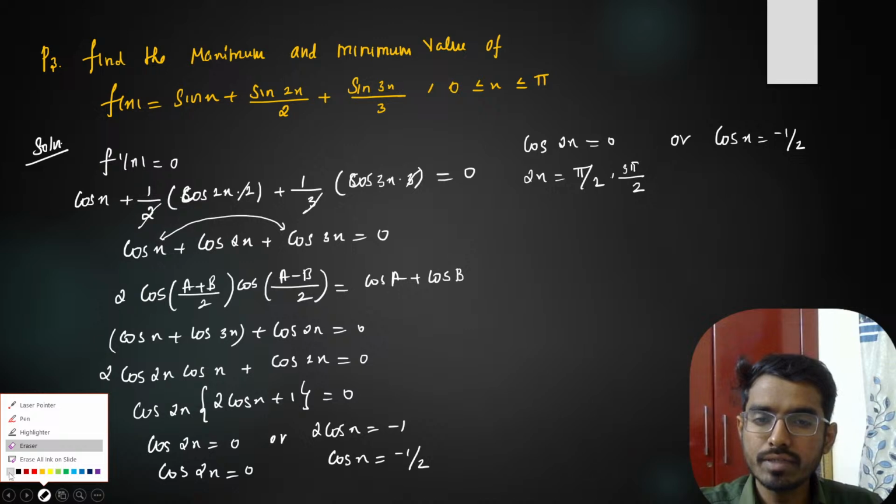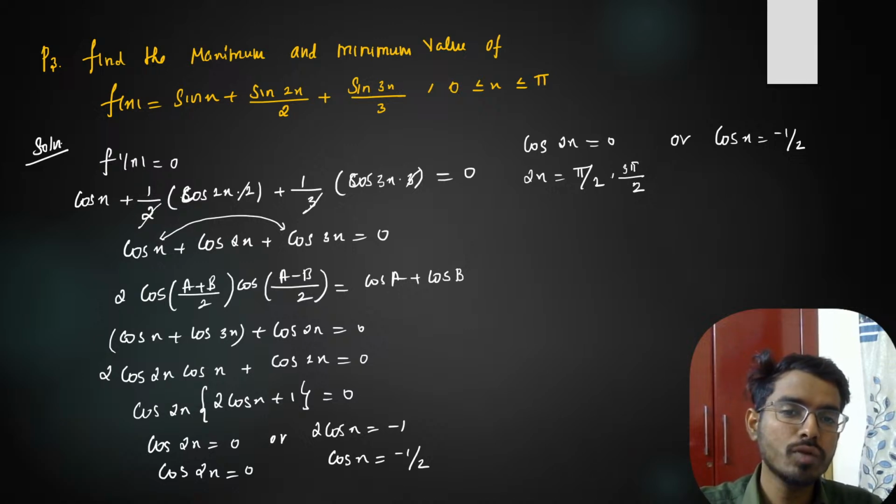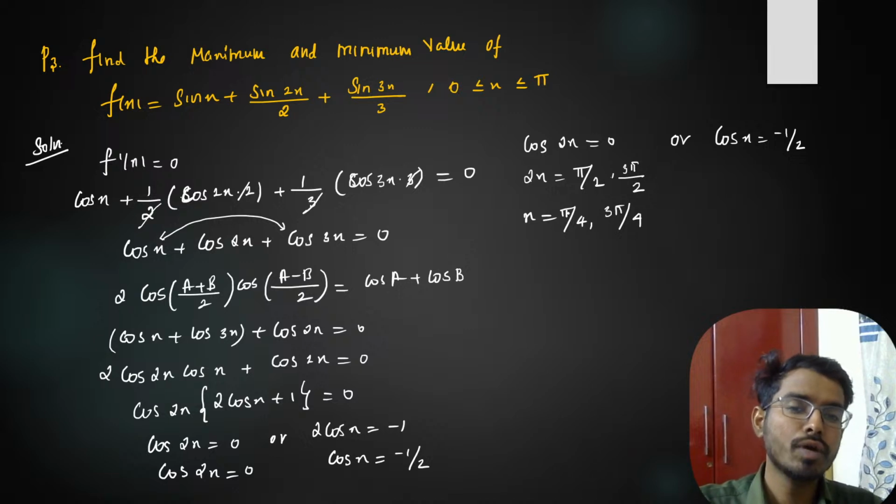So when 2x is pi by 2, 3 pi by 2, our x will be in this interval. So 2x is equal to pi by 2 or 3 pi by 2, which means x is equal to pi by 4 or x is equal to 3 pi by 4. So at pi by 4 and 3 pi by 4, both belong to our domain, and you can see cos 2x will be 0. So this gives two critical points.